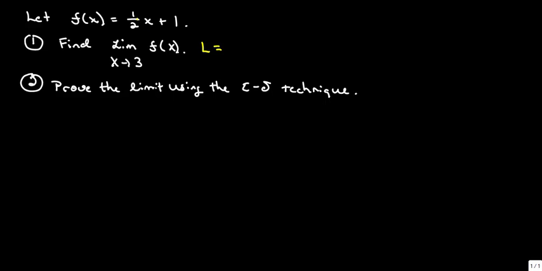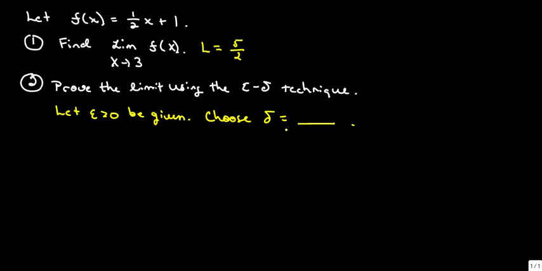So we plug in 3, we have 3 halves plus 1, or 5 halves. Now let's show that that actually is the limit. So we'll start out by letting epsilon greater than 0 be given to us. Okay, we have to choose a delta value. We don't know that yet, but we'll get that value.